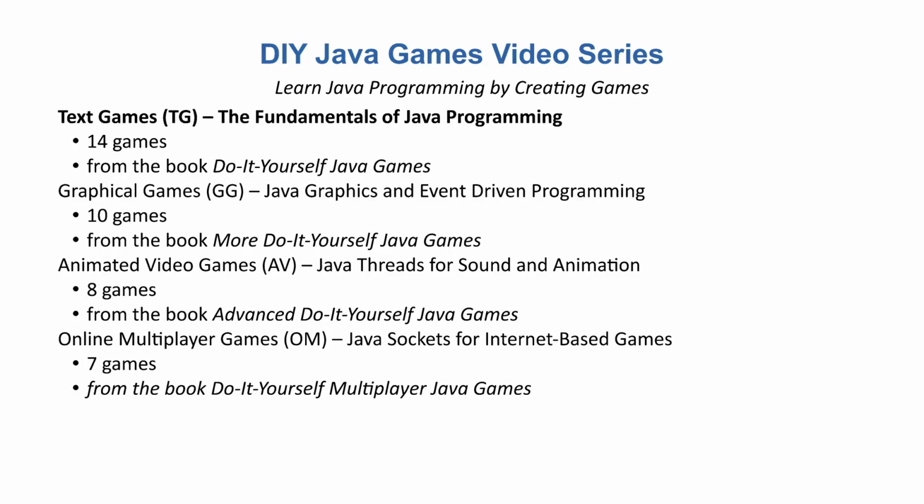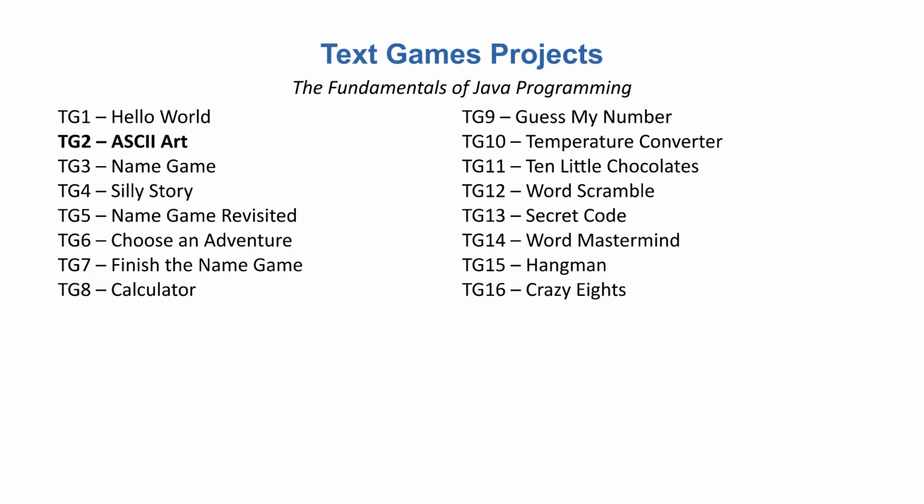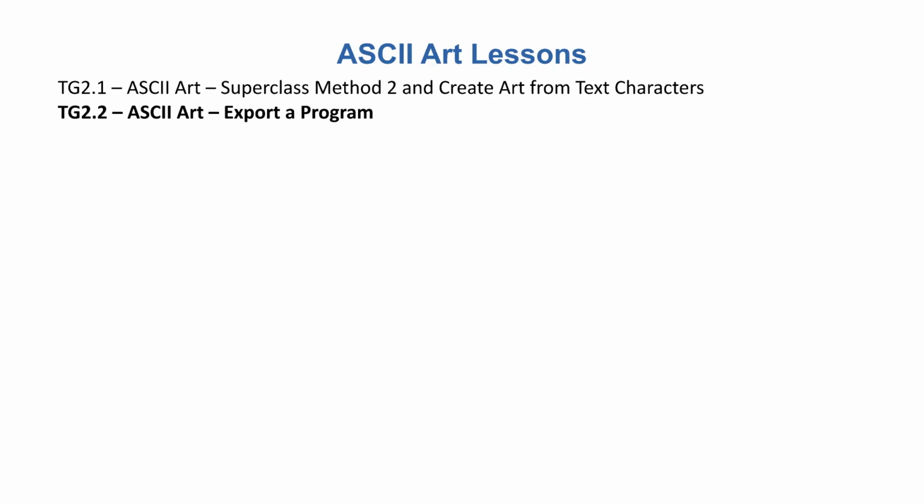We're currently in the Text Games video series, TG, the first of 4 types of games series. The focus of this series is to cover the fundamentals of Java programming. This series has 16 projects. We're currently working on the second project, TG2, ASCII Art. This is lesson TG2.2, where you'll learn to export Java programs and run them outside of Eclipse.